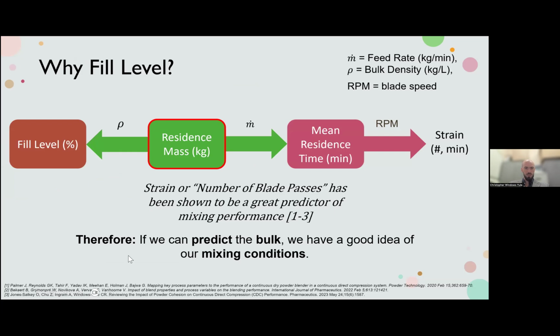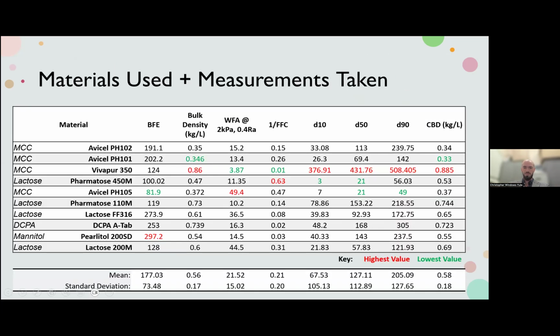There's been some extremely nice work done by Palmer and colleagues that's shown effectively that the mixing quality of a powder is directly proportional to the strain on the powder. So effectively the work done on it during the feeder, which is a function of the residence mass, the residence time within the system, and the blade rotation rate. So if we can predict this residence mass, we can predict the quality of the mixing. It's a really nice proxy measurement.